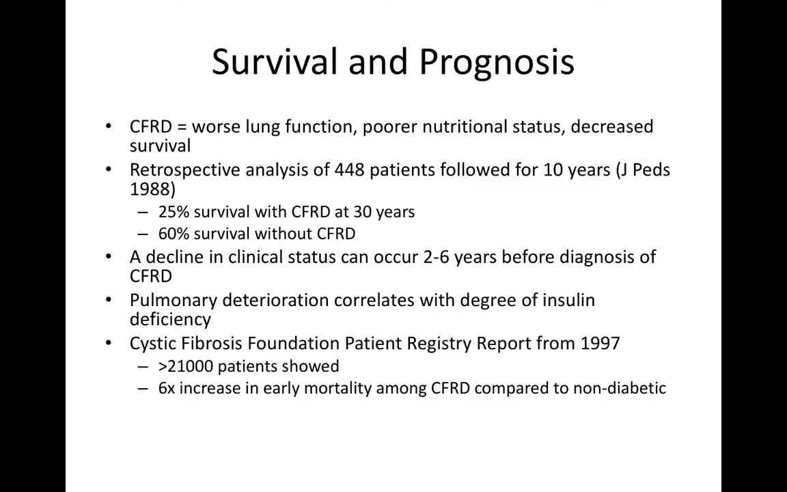When they monitored those patients, they saw that their clinical status declined 2 to 6 years before the diagnosis of diabetes. And so knowing that, in my clinic, when I start to see pulmonary function decline or nutritional decline, I really start thinking about glucose intolerance, and I think about treating with insulin even before the diagnosis of cystic fibrosis-related diabetes, because my assumption is that if you start insulin earlier, you might be able to prevent that decline.